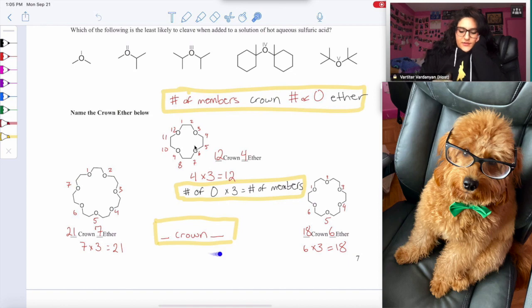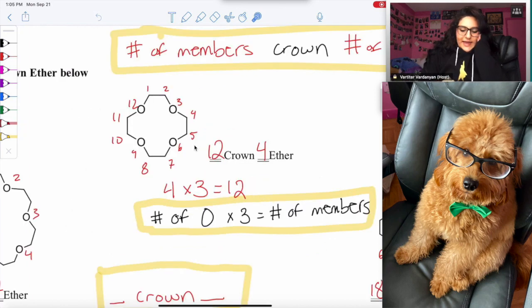And on this first one, what I had done is go through and count all of the members of the ring just to show you that the answer is 12. But the easy way to do that is to multiply the number of oxygens by 3, and you get the number of members in your ring. So for example, 1, 2, 3, 4 oxygens times 3 would be 12. So the answer is 12 crown 4 ether.